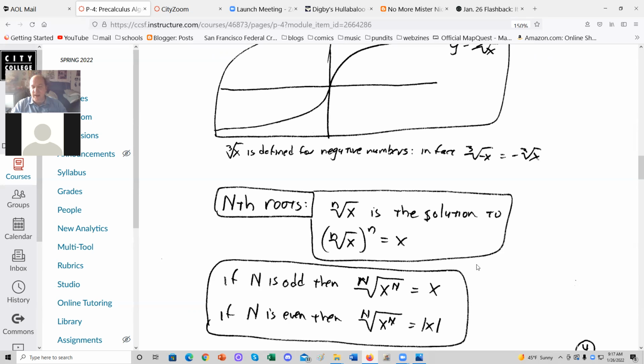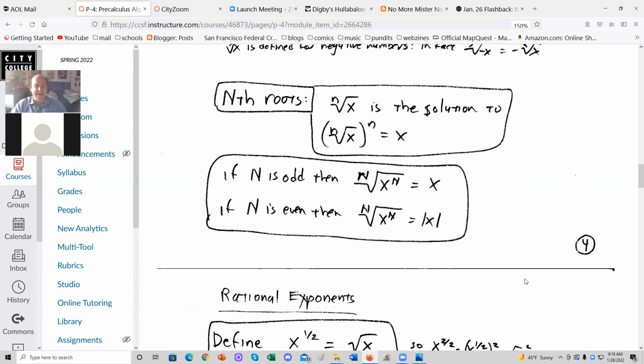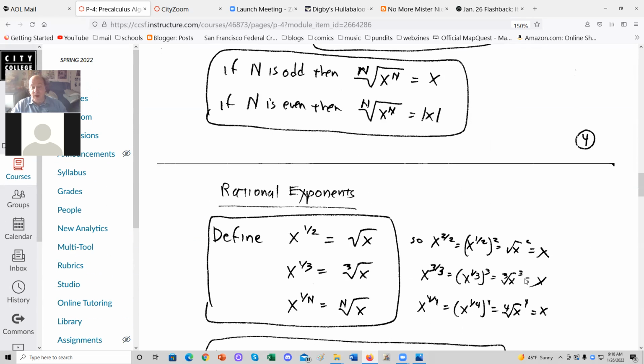If n is odd, then the nth root of x to the nth is x. If n is even, then the nth root of x to the nth is the absolute value of x. Even powers have this problem. A little bit gnarlier.